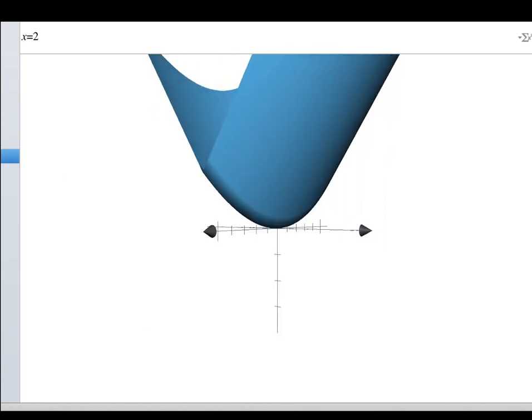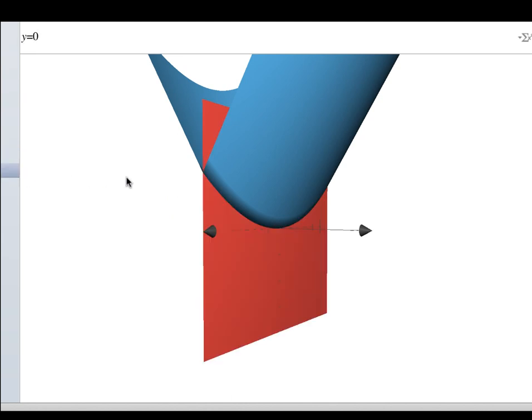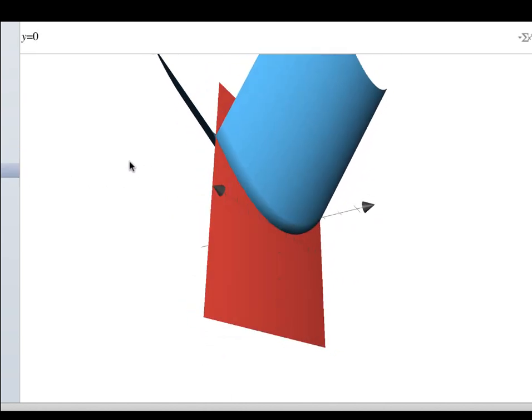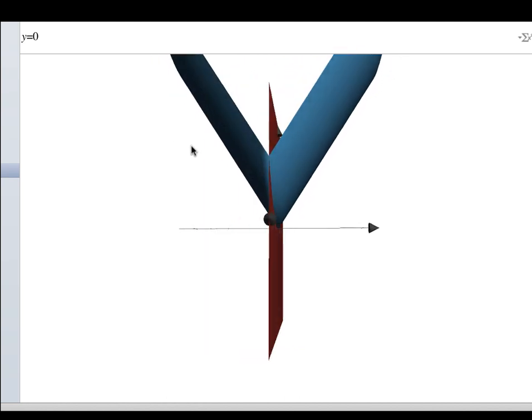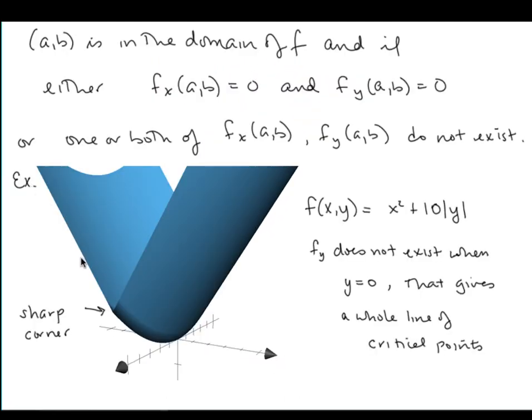Right? Here's y equals 0. At any point along this curve, we're getting that fold. We're getting that absolute value. So at any point for which y equals 0, we're getting a sharp corner. We're getting that absolute value behavior. So the y partial does not exist when y is equal to 0. That gives us a whole line of critical points. y equals 0, a whole line in our domain of critical points. And that becomes a whole curve along the surface. Whole curve of critical points.